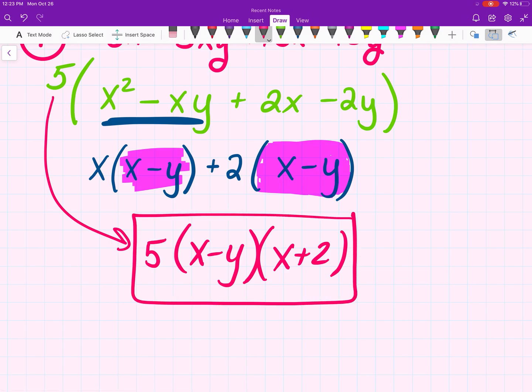And that is the grouping method. If you have questions, you think you like the grouping method, you keep making the same mistake, ask me. If grouping isn't working for you, try one of the other methods. There's lots of good methods.